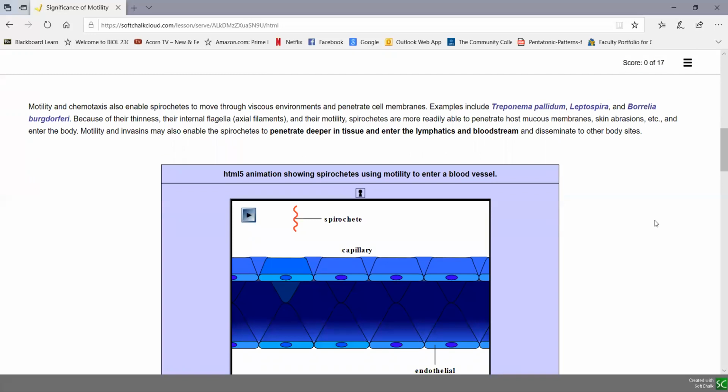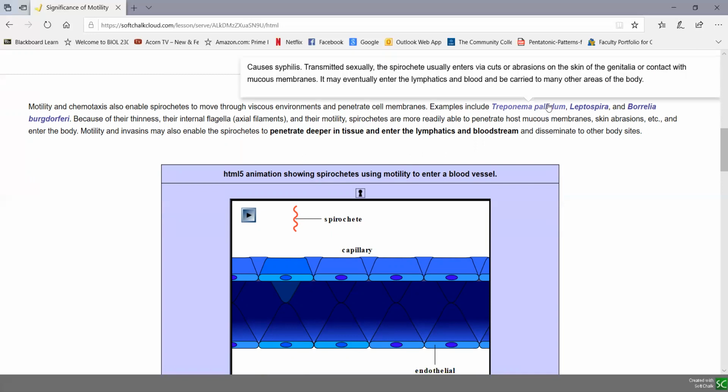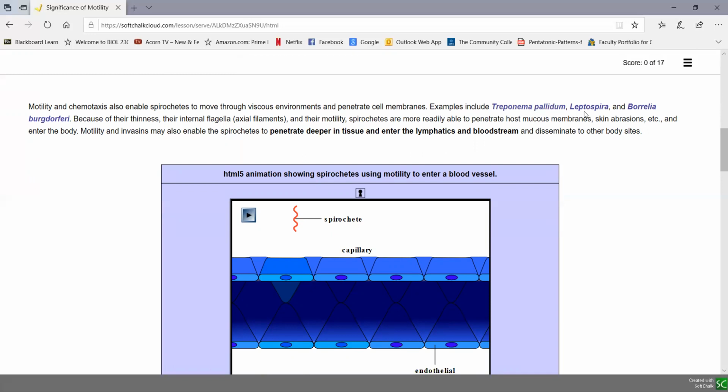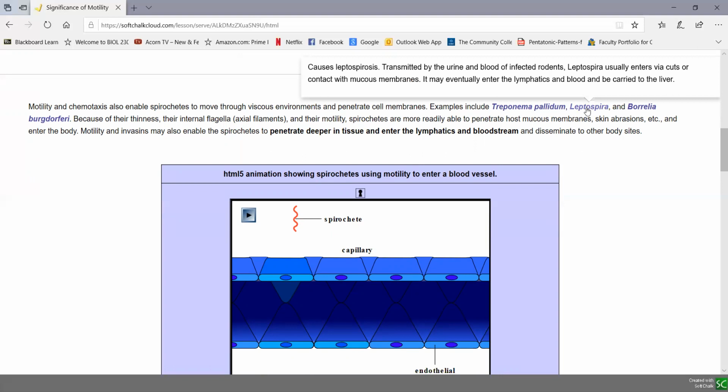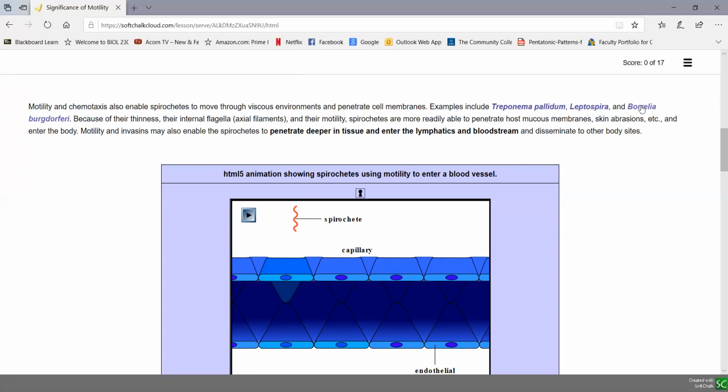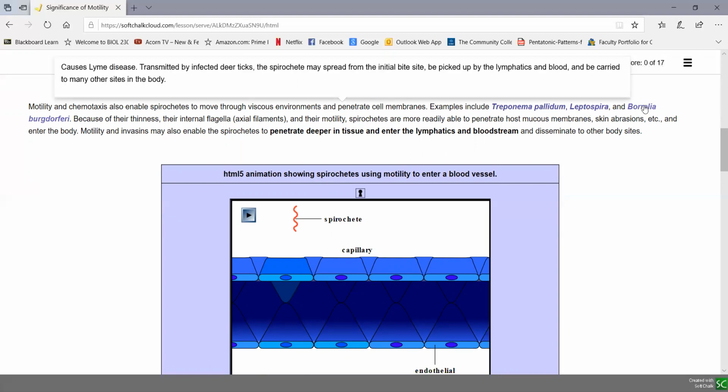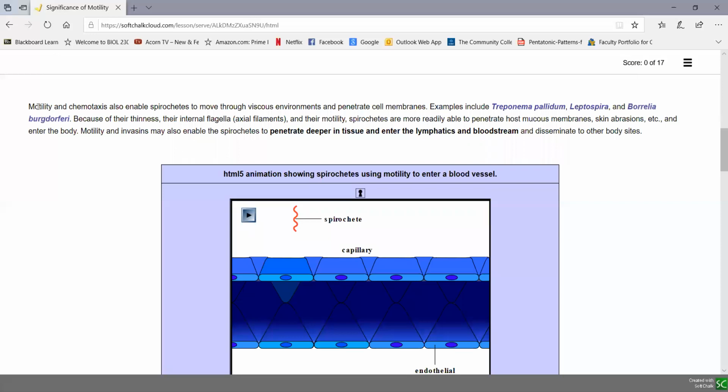Now, motility is also very important for pathogenic spirochetes, bacterium like Treponema pallidum that causes syphilis, Leptospira that causes leptospirosis, and Borrelia burgdorferi, which causes Lyme disease. So motility and chemotaxis enable spirochetes to actually move through viscous environments and even penetrate cell membranes, viscosity equivalent to that of a cell membrane.